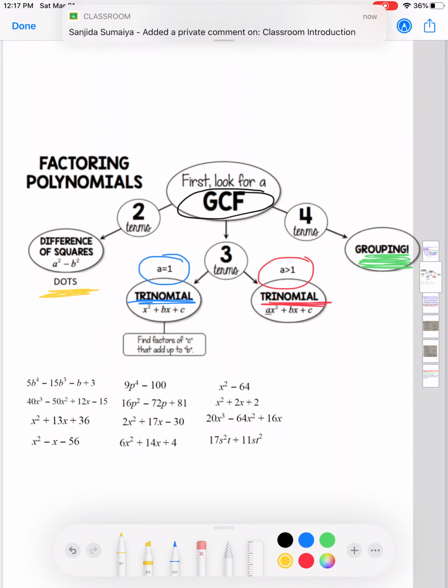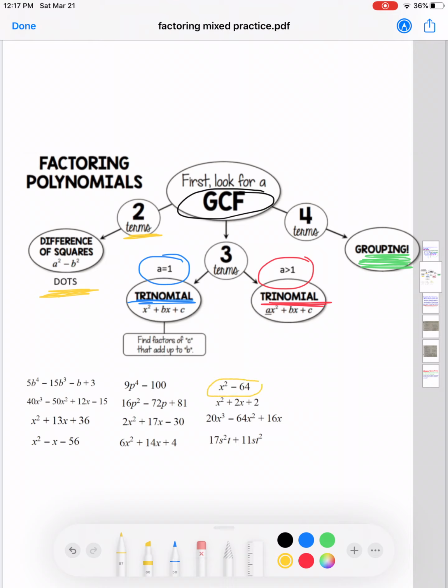Okay, so starting first by trying to pick out some of the easier ones, I'm going to start with DOTS factoring. As you can see, for DOTS factoring, you need to have only 2 terms. They both must be subtracted from each other, and they should be perfect squares. So of these expressions on the bottom, I can identify that x squared minus 64, I would use the DOTS method of factoring, as well as 9p to the 4th minus 100. Again, noticing that both of these have 2 terms being subtracted from each other, and they're both perfect squares.